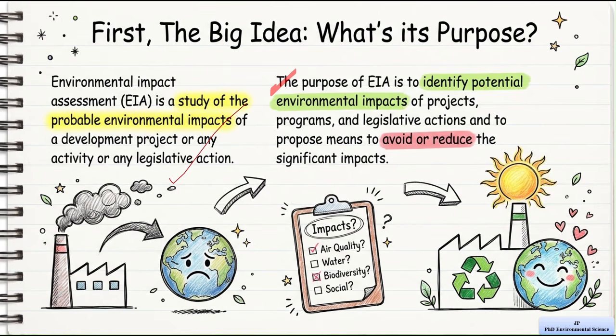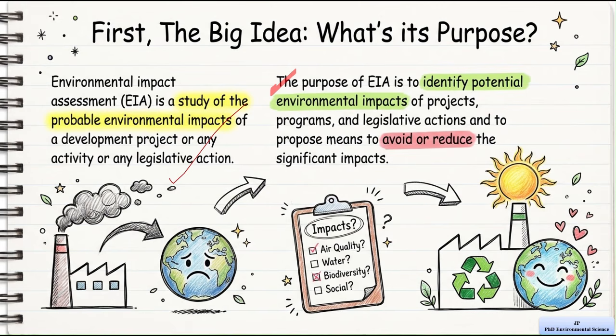Second purpose is avoid or reduce impacts. EIA also helps to avoid or reduce damage. After identifying problems, we try to stop them completely if possible or reduce their effects. For example, if a factory causes pollution, we can install filters, we can treat wastewater, we can choose a better location.